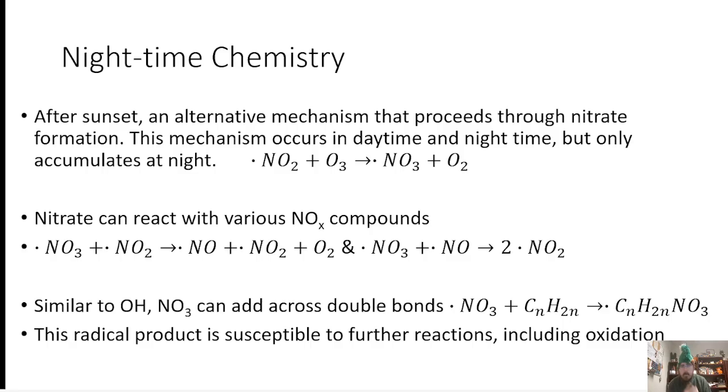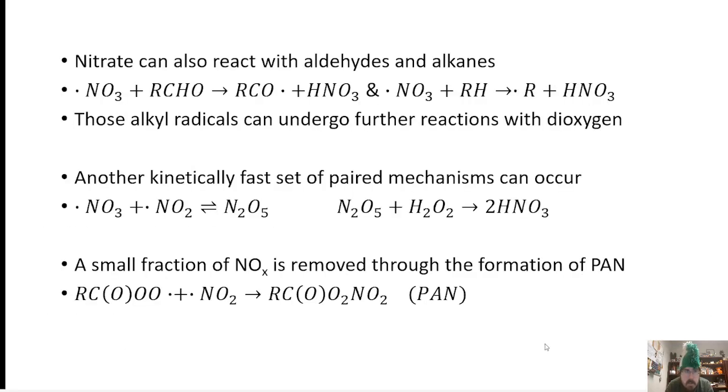nitrate radicals. So this radical product is then susceptible to many further reactions, including some oxidations. Nitrate can also react with our aldehydes. When it reacts with an aldehyde, it can steal hydrogen to form nitric acid. And it can steal a hydrogen from our hydrocarbons, our VOCs, to form nitric acid.